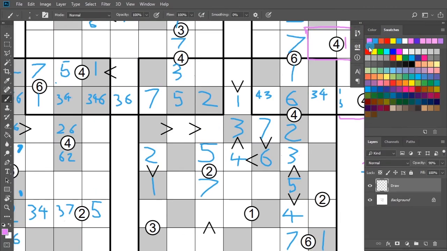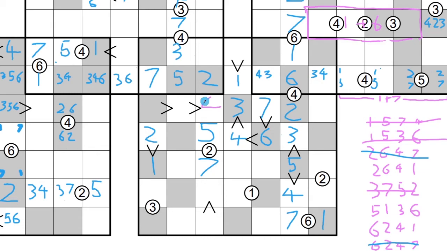If that were a 4, then that'd have to be a 6, because it can't be a 5. That would have to be a 7, so that can't be a 4. So that's a 1.